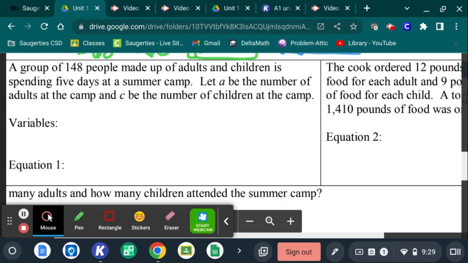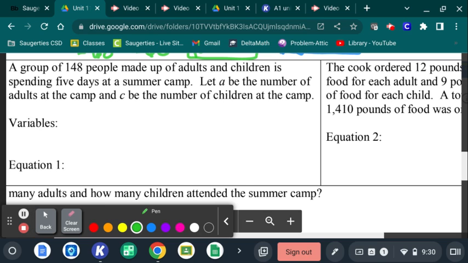So number 2: a group of 148 people made up of adults and children is spending 5 days at a summer camp. A is the number of adults in the camp and C is the number of children. So our variable, A is the number of adults. Sorry about my dogs, they're barking at the air. C is the number of children. Those are hashtag symbols.